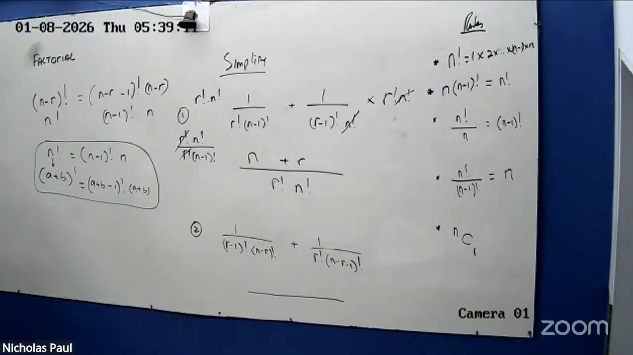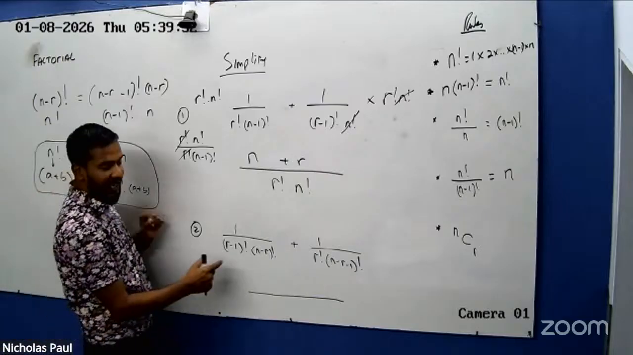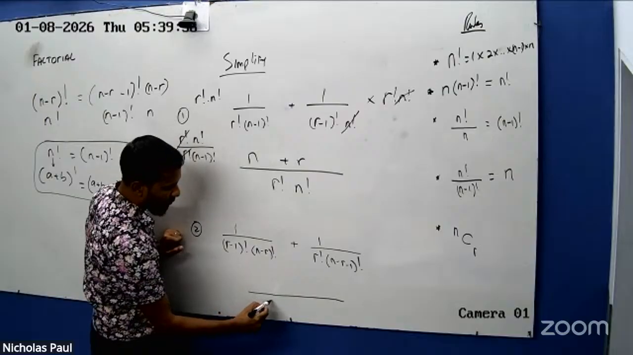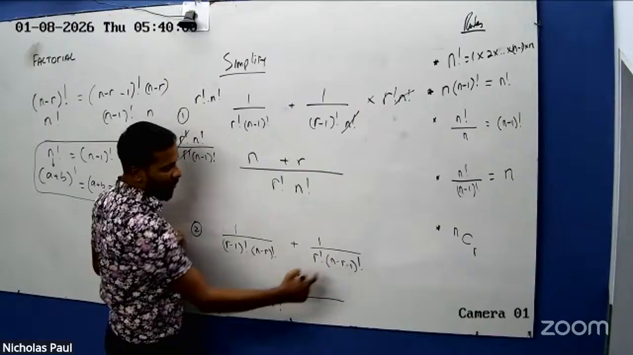Create new shells. Right, yeah. Which is larger? R minus one factorial or R factorial? Which is larger? N minus R factorial or this?